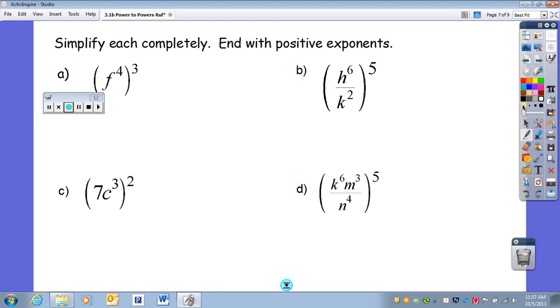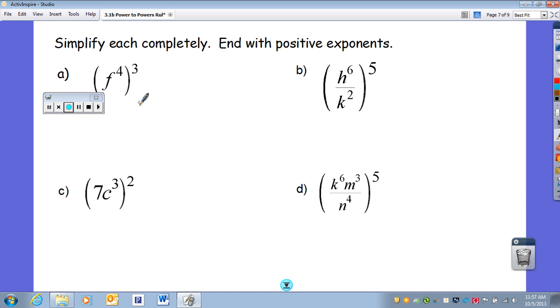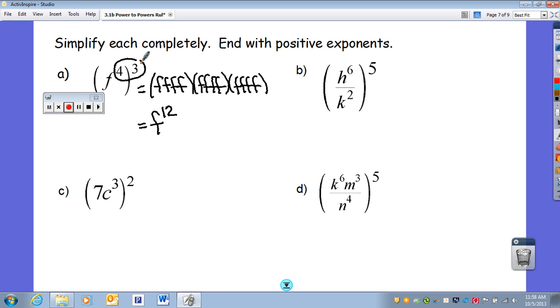Let's take a look at these examples. So I have f to the fourth to the third power. If I were to write that out as repeated multiplication, I would have 4 f's, and then I would need 3 of those groups that I would need to put together. When I simplify, I keep my base and I see how many f's that I have, which is 12. Now the shortcut would be to keep the base and to multiply the exponents together, which would be f to the 12th.